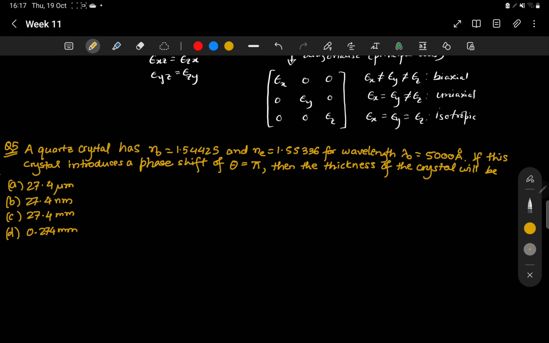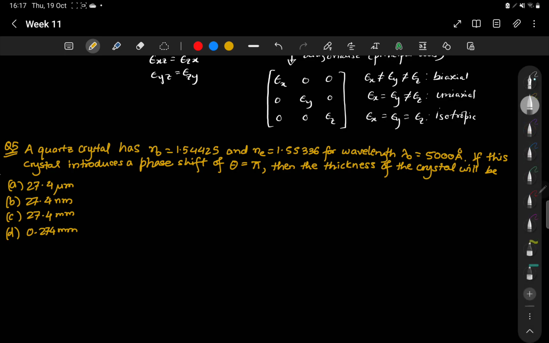Okay, so let me discuss the answer. So we have the expression for thickness in terms of the refractive indices and the phase shift that is being created. So theta is the phase shift. NO and NE are the refractive indices, and D is the thickness of the crystal.